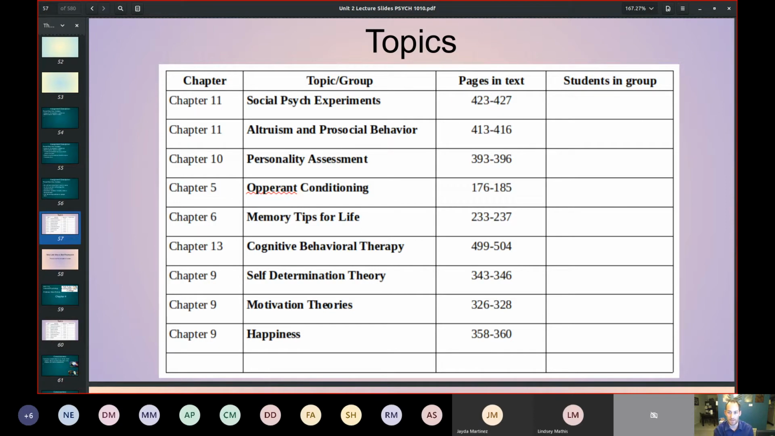6 would be definitely the max I would want in a group, though. I'd prefer 5, but if it's 6, that's okay.